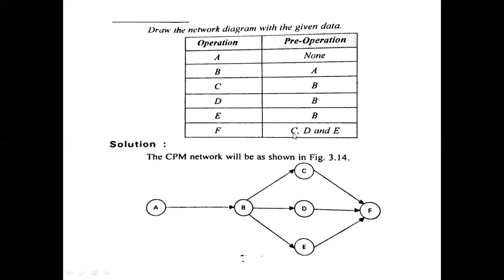And next, see here, at last, what is the pre-operation of F? That means the pre-operation of F can be given as C, D, E. So in this way, we have to present this diagram. Is it clear? A, B, C, D, E, F.